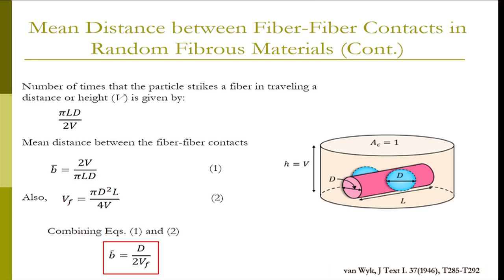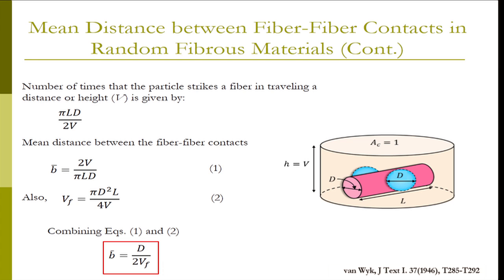Now, using the expression of fiber volume fraction, which is the ratio of fiber volume, which is pi d square L by 4, to the total volume of the fabric, or the total volume of the cylinder in this case. So, Vf is the fiber volume fraction. So, we can translate this expression, or equation 1, in terms of fiber volume fraction. If we combine equations 1 and 2, we get b bar simply as a ratio of the fiber diameter, or you can say the fiber radius, because it is d by 2, and the fiber volume fraction.